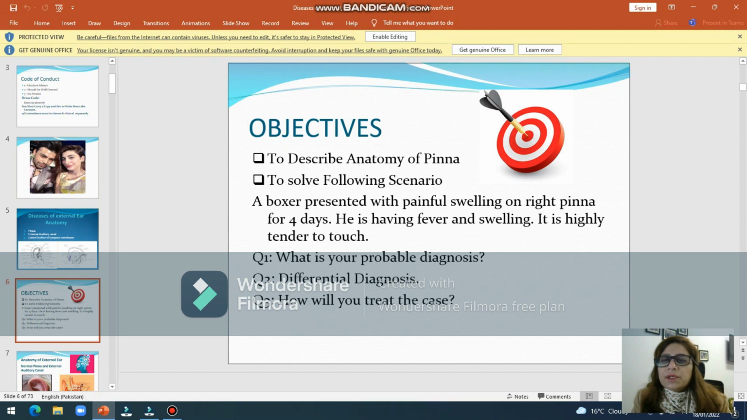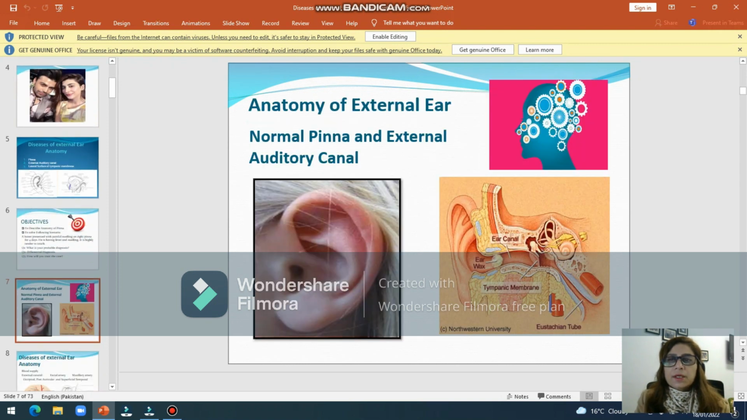A boxer presented with painful swelling on the right pinna for the last 4 days. He also has fever, and the swelling and pinna are highly tender to touch. What is your most probable diagnosis? What are the differential diagnoses, and how will you treat the case?